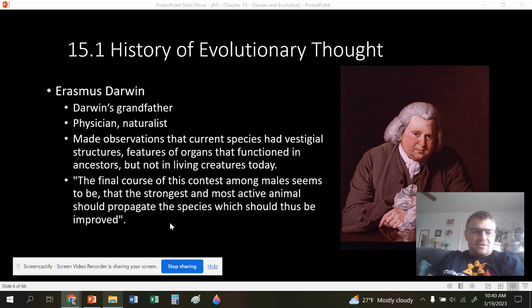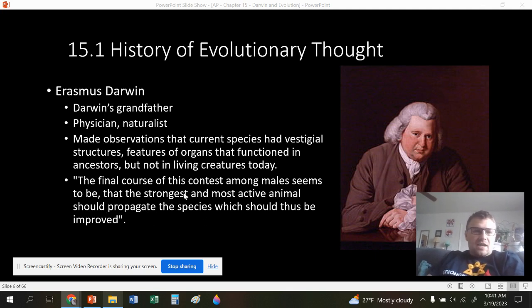Now, I love giving this quote from Erasmus Darwin, again Darwin's grandfather. It says, the final course of this contest among males seems to be that the strongest and most active males should propagate the species and would thus be improved. What does that sound like to you? That sounds like natural selection.